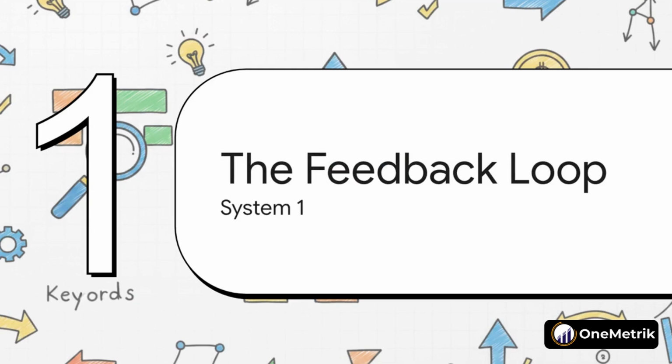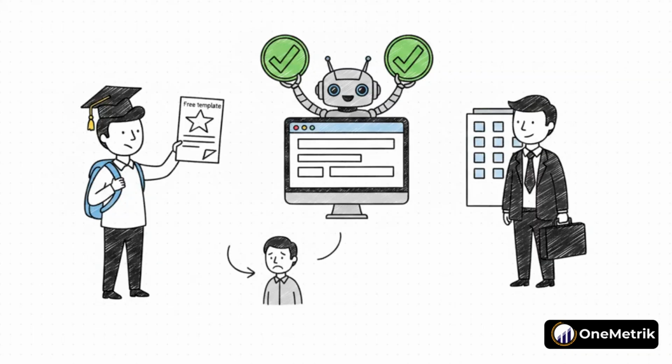Okay, let's kick things off with System 1, the feedback loop. We're actually starting our diagnostic backwards here, focusing on checks 1 and 7. Because if this system is broken, honestly, everything else you try to do is going to fail. Picture two searchers. One is an operations director at a 500-person company. They've got budget, they've got intent. The other, just a student looking for a free template. But they both complete the exact same short form on your website.